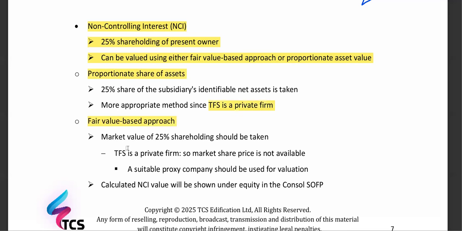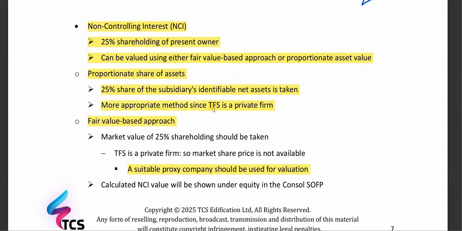So if we were to value how much one share of TFS is worth, we will have to look at a suitable proxy company to arrive at a valuation, because currently this company is not listed and we don't have a market price which we can just find by Googling it. So that is why we recommend that we use a proportionate share of assets, where we will look at the net assets that belong to the subsidiary, and we will identify the 25% share of those identifiable net assets. And it is recommended as the more appropriate method.